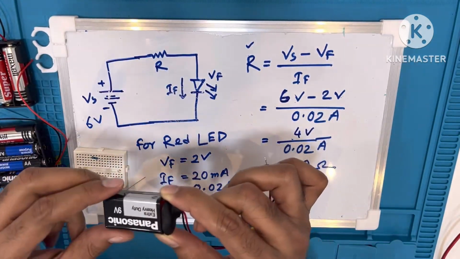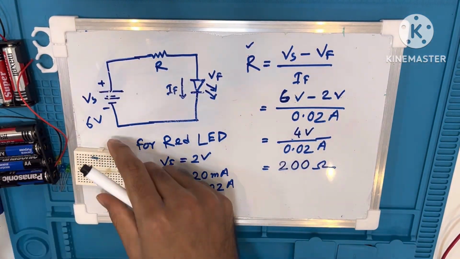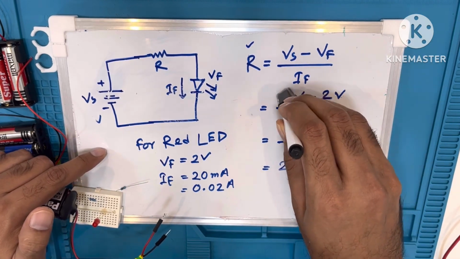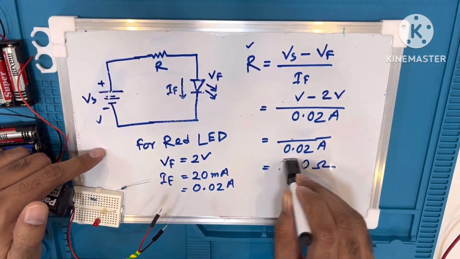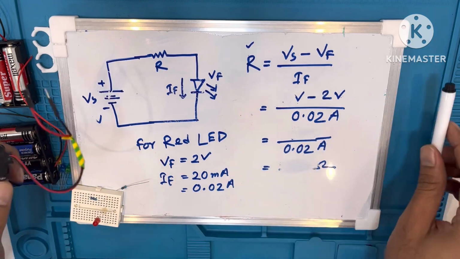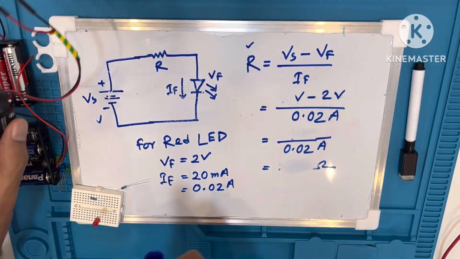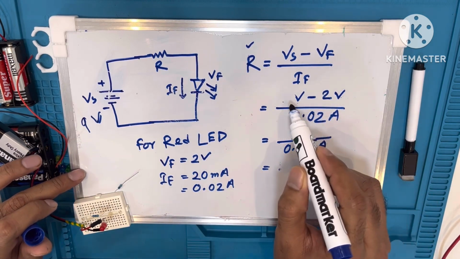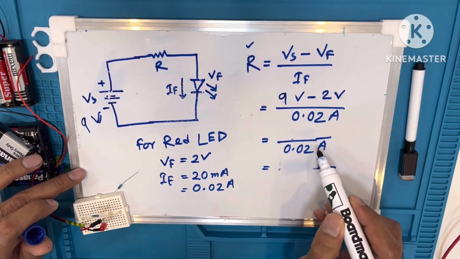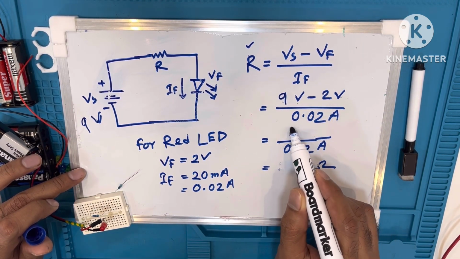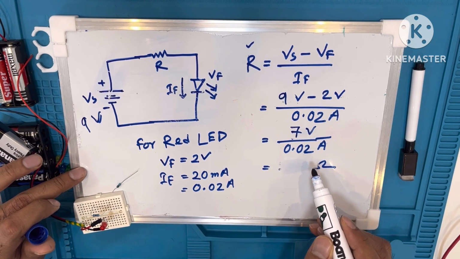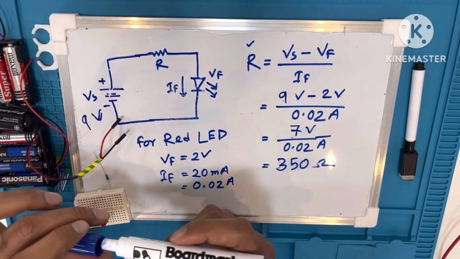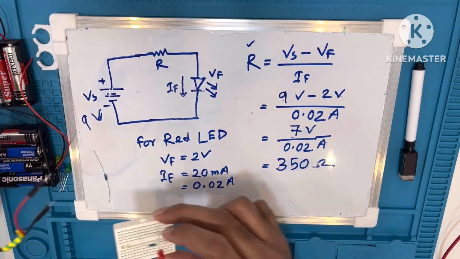So if we use 9 volt as a source voltage, let's find the resistor value. The calculation will be the same as we did before, just replacing the source voltage with 9 volt. So let's replace 6 volt with 9 volt. So 9 minus 2 will be 7 volt. The resistor value comes to 350 ohm.